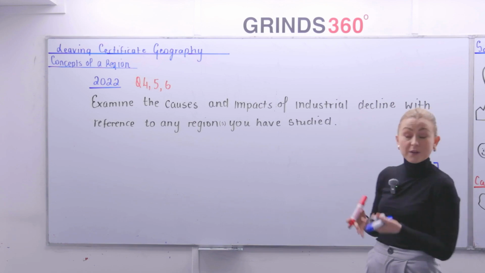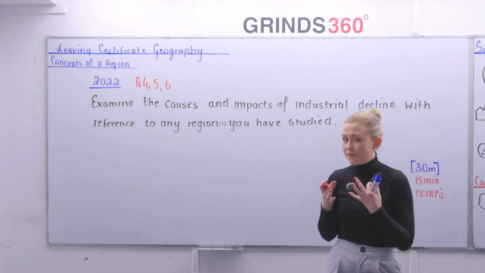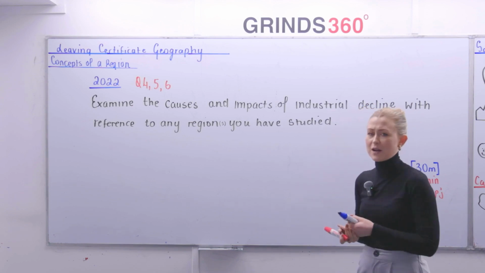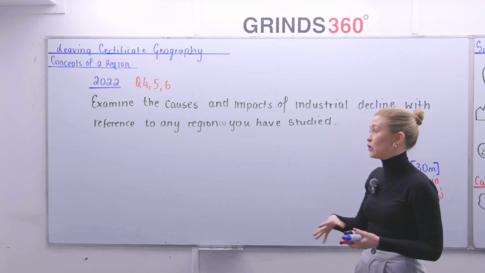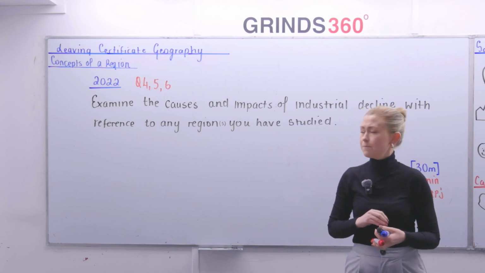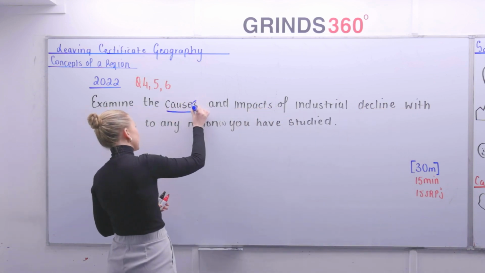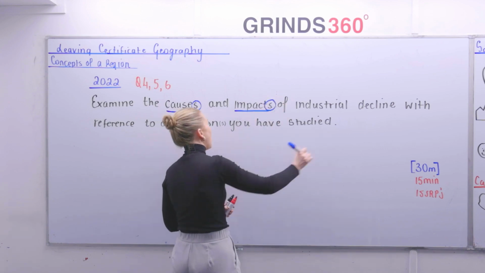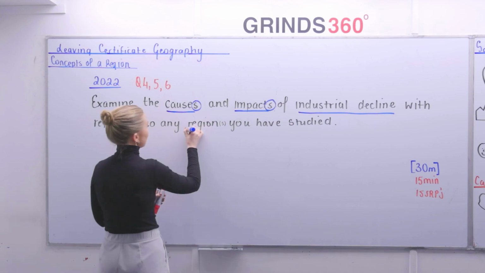Now in 2022, when I was there for the marking conferences, the examiner was giving out a lot of very quick and easy marks. The reason for this is students will struggle with a question like this. It's one that you need to know going in. It's not one you can make up on the spot, you need to know it specifically. Now, it says examine the causes. We're going to highlight the word causes, circle the S. Highlight the word impacts, circle the S. Of industrial decline, with reference to a region or regions that you have studied.